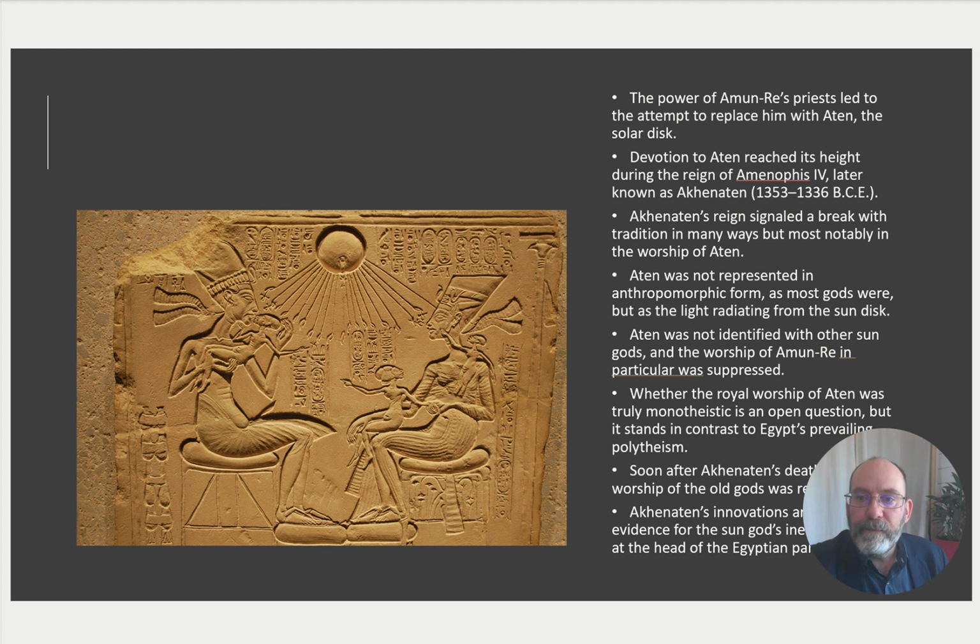The power of Amun-Ra's priests led to an attempt to replace him with Aten, the solar disk, and devotion to Aten reached its height during the reign of Amenhotep the Fourth, later known as Akhenaten. So Akhenaten tries to bring about this monotheistic religion, and it's interesting that there's a lot of speculation about this.